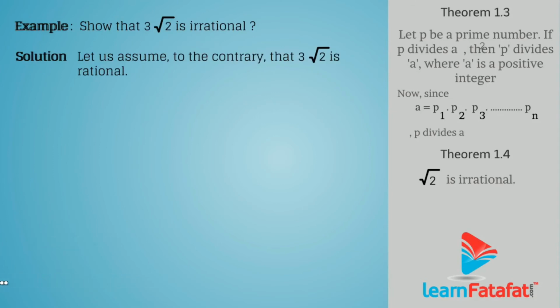Let's take an example in which we have to prove 3 root 2 is irrational. Let us assume to the contrary that 3 root 2 is rational.